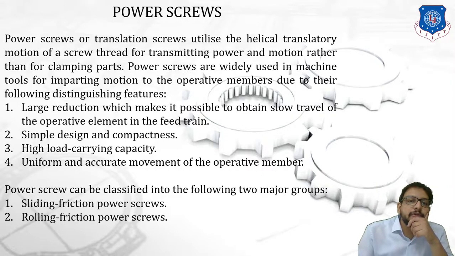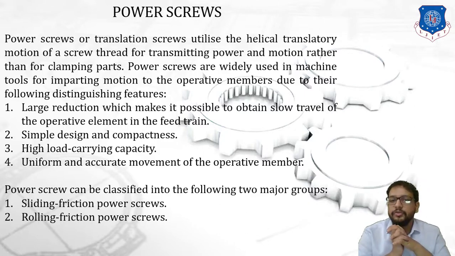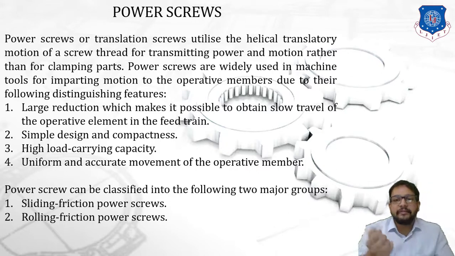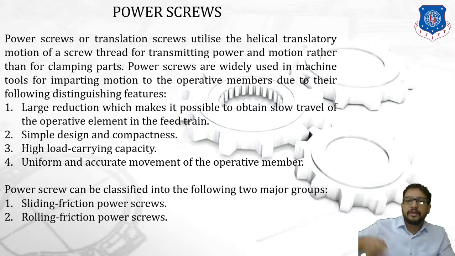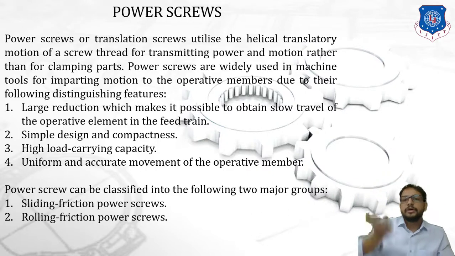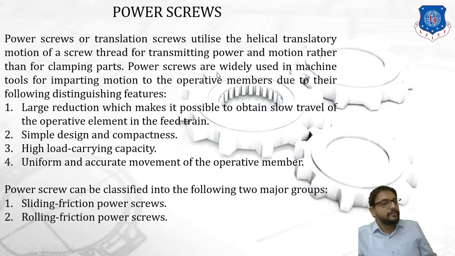Now we need to see power screws. So the basics of power screws, and you have an overview of a power screw. Power screws, or translation screws, utilize the helical translatory motion of a screw thread for transmitting power and motion rather than for clamping parts. As we know, for a lifting jack, for lifting a car, we rotate the handle and it moves the screw, and the car is lifted up, right? That is converting a rotary motion into a translatory motion in a vertical direction. So we utilize the helical translatory motion of a screw thread for transmitting mechanical power rather than clamping parts.